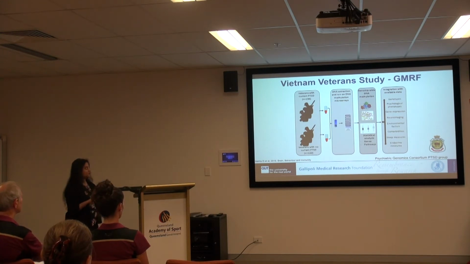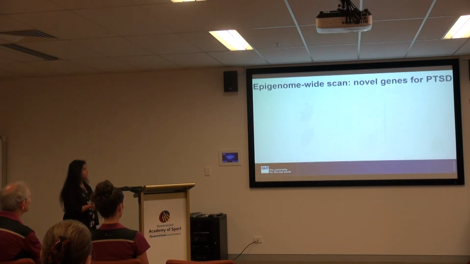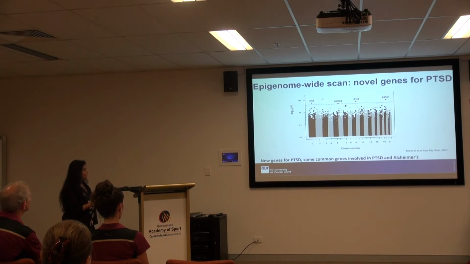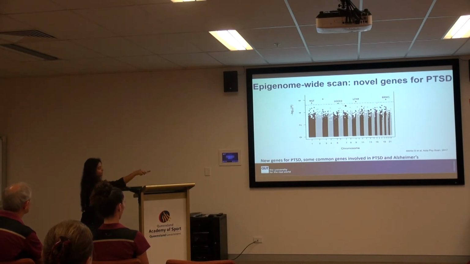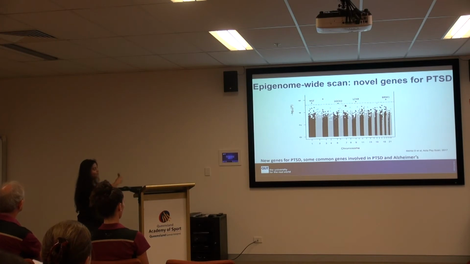And one way, as I mentioned, you can look at the epigenetics or the methylation changes is to scan a person's genome and compare veterans with and without PTSD, and you can try to identify genes associated with PTSD. So we did that a few years ago, and for those of you who are not familiar, this is the Manhattan plot. So you have your chromosomes from 1 to 22, you have a p-value, but this is the minus log p-value, which means the higher it is, the more significant it is.